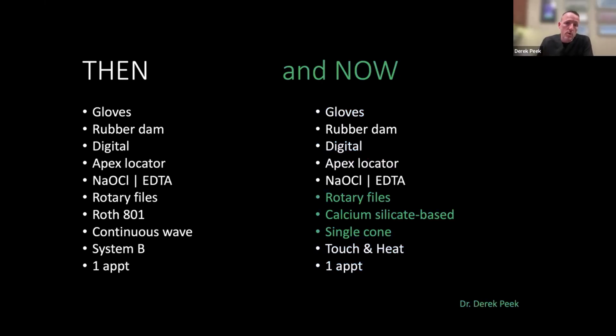Right now in just my career, I've changed rotary files, I've changed the sealer, I've changed my obturation technique. System B, you could say, changed too to Touch 'n Heat, because you went from corded to cordless. But a lot of things I think are pretty set in stone. We're always going to have gloves. We're always going to use rubber dams. Digital's not going away. Everything's pretty much going to be one appointment, but I think there are some things that are going to change.